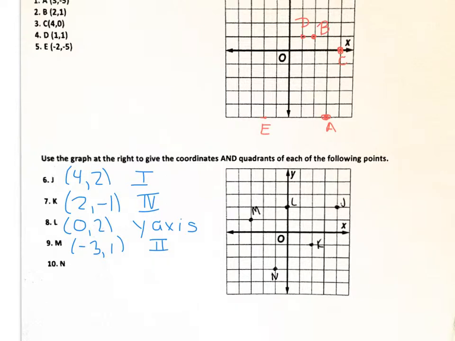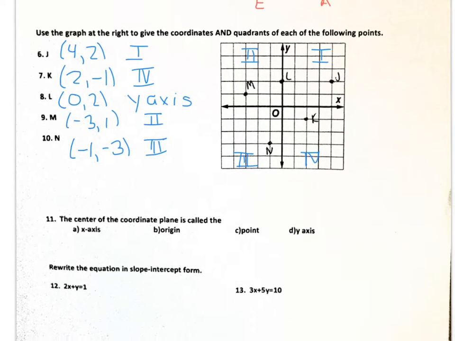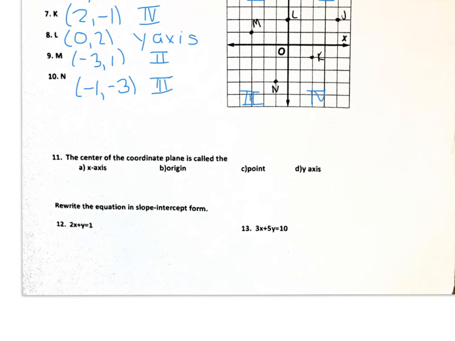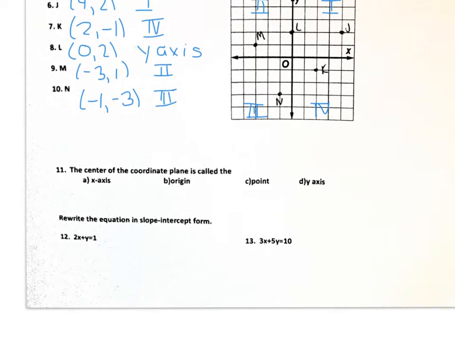And point N is negative 1, negative 3. And that is in quadrant 3. Remember, the quadrants are named going counterclockwise. So 1, 2, 3, 4. All right, the next one. The center of the coordinate plane is called the origin.